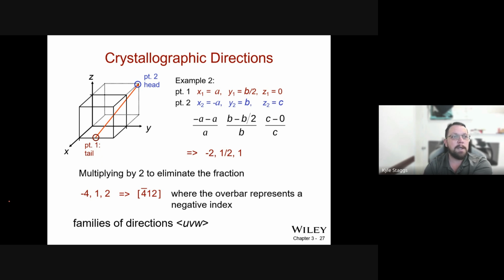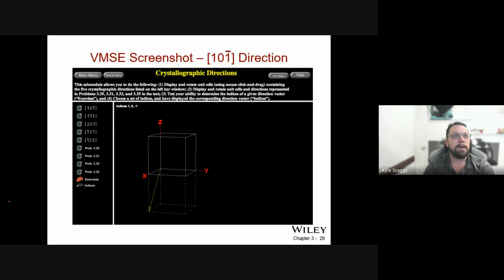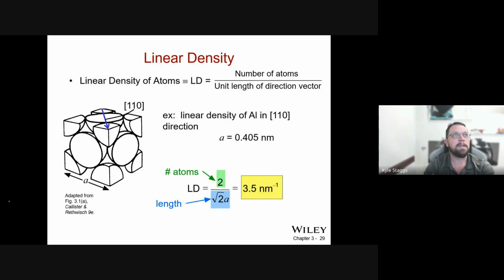There are also families of directions, and they have a visualizer to help you see, again, some additional examples of these things.